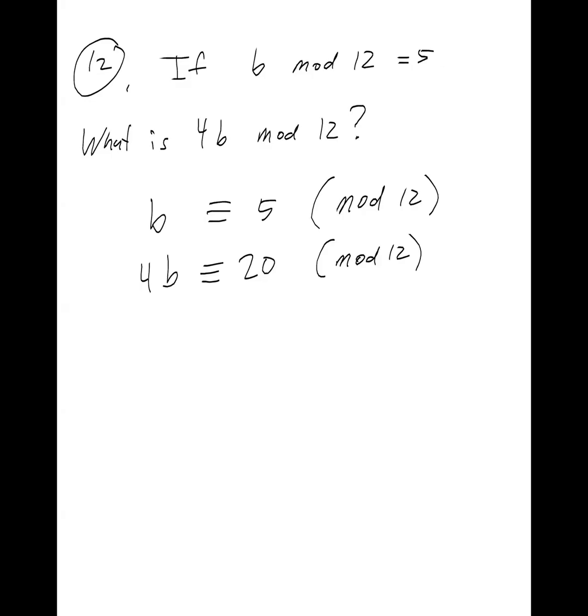8. 8, correct. So 4b is congruent to 8 mod 12. So therefore, the answer to the question, what is 4b mod 12? The answer would be 8.